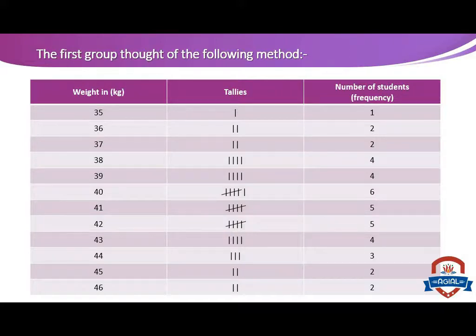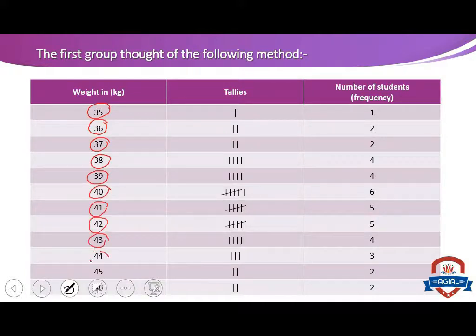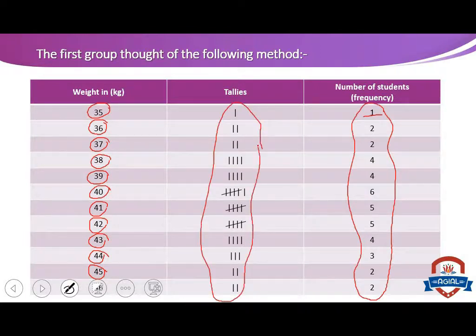So we have here weight in kilograms. We have 35, 36, 37, 38, 39, 40, 41, 42, 43, 44 and 45. Just one student has a weight of 35 kilograms, and we have two students with a weight of 36 kilograms. So we can read these data using the frequency table or using the tally marks. We can use the tallies or the frequency table to know the number of students and their weight.